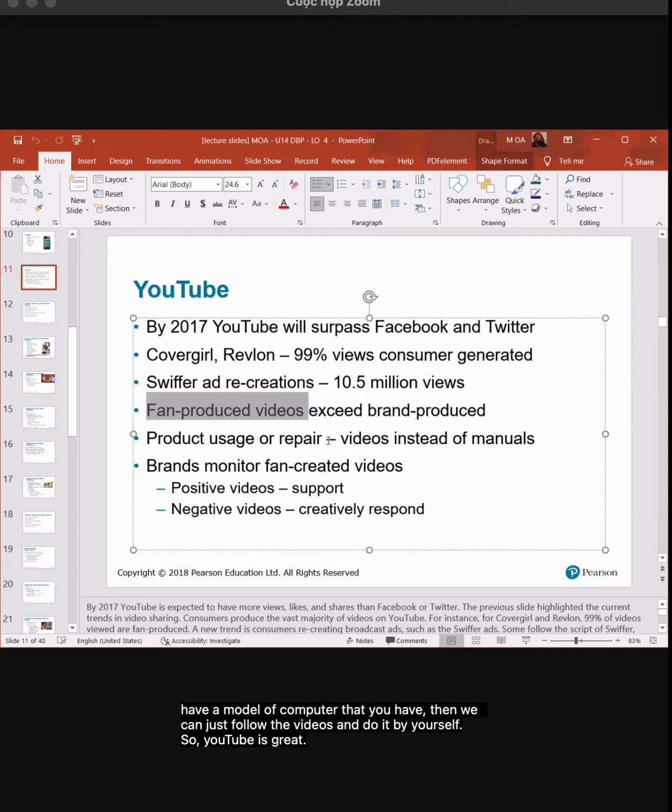YouTube is great for giving that added value to the products that you are selling and letting the users do that for you. As a brand, you have to monitor the fan created videos, because if they are giving a positive review or positive reinforcing messages about your products, then you should find a way to support them. And if they are giving negative comments about your brand or about your products, then you have to monitor them, but also be able to answer them in a positive way, right?